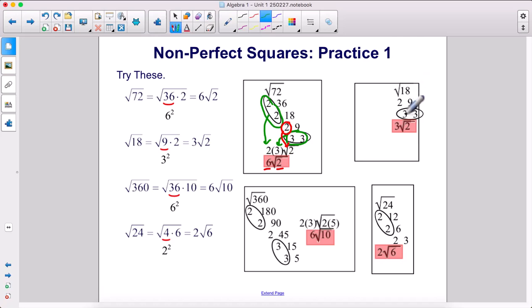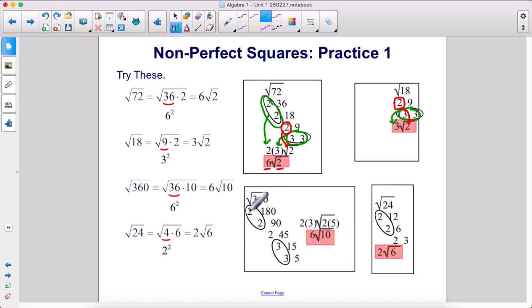The square root of 18 is 2 times 9. 9 is 3 times 3. So we have one pair of 3's, so therefore a 3 comes out front, and we are left with a 2. So that stays inside the radical, 3 times the square root of 2.